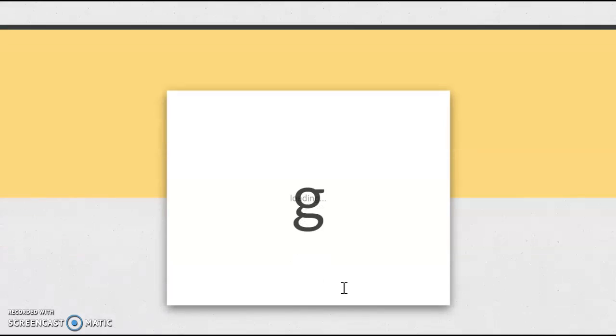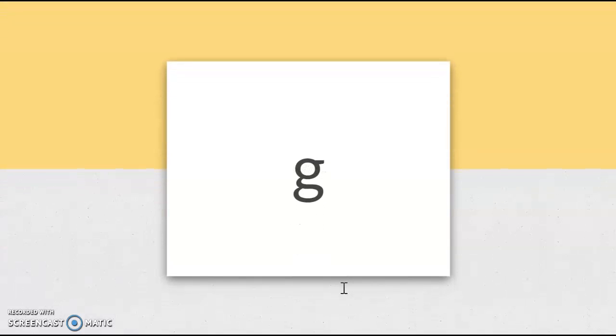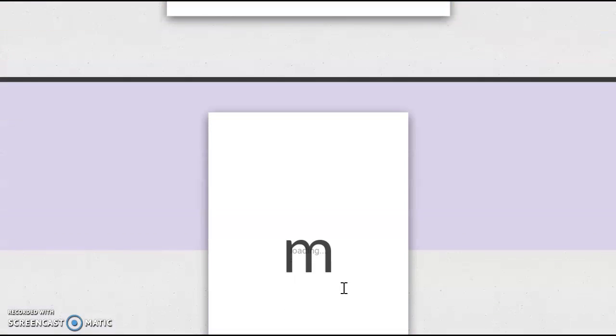This is the letter C. Letter C makes the K sound. Can you make the letter C sound with me? K. Very good. This is the letter G. Letter G makes the G sound. Let me hear you make the letter G sound. G. Awesome.